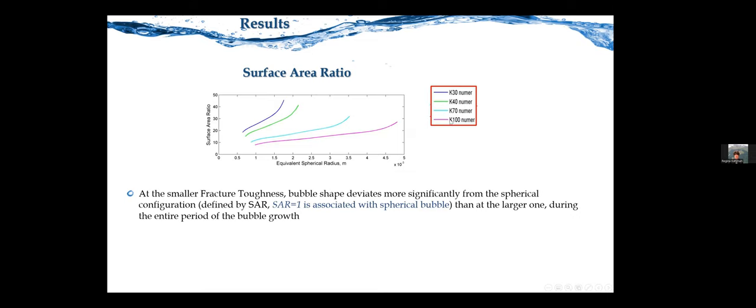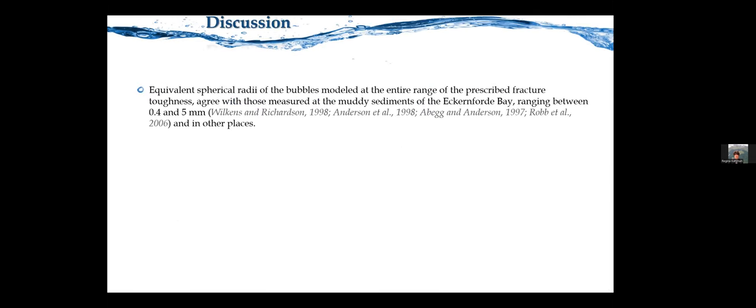In pink, you can see bubbles simulated at the fracture toughness of 100. And this is the bubble in the weak sediment and the fracture toughness of 30. So you can see that at the smaller fracture toughness, bubble shape deviates more significantly from the spherical configuration than compared to the larger bubble. And that happens during the entire period of the bubble growth. So, discussion. Equivalent spherical radii of the bubbles modeled at the entire range of the prescribed fracture toughness.